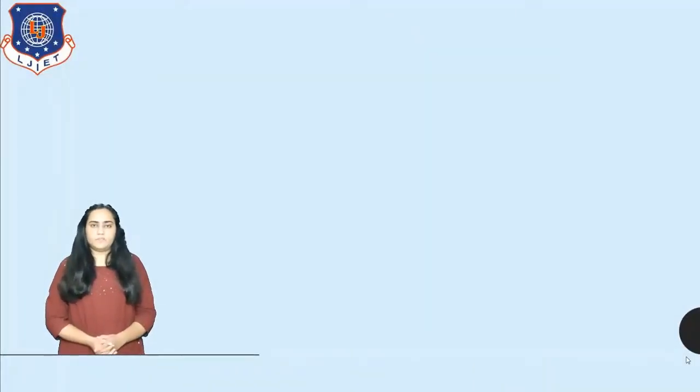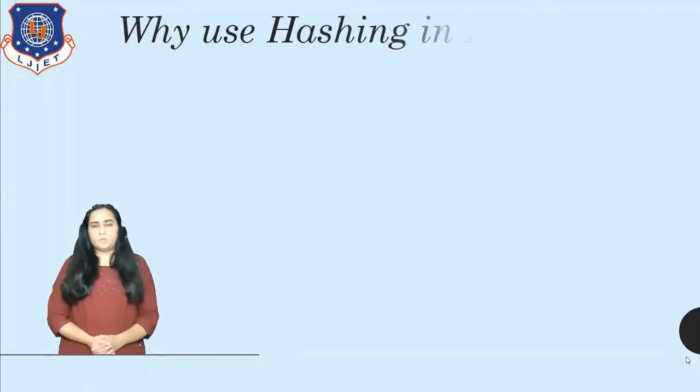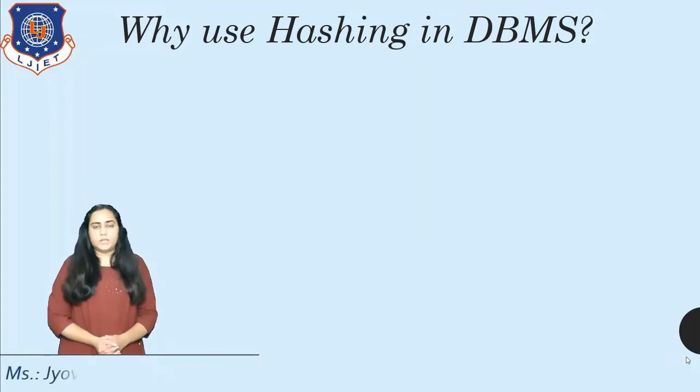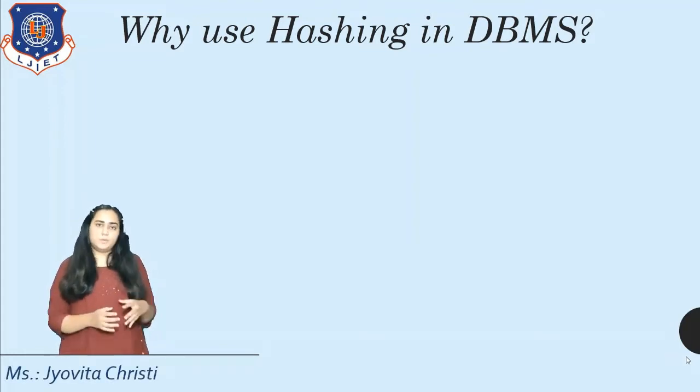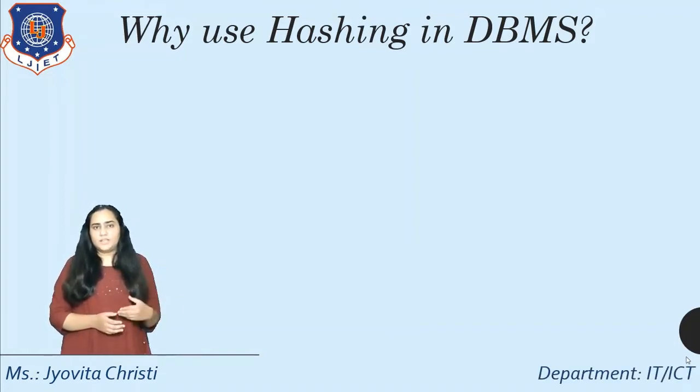Let me begin this video by giving you a reason for using hashing in DBMS. In DBMS, we always have a data structure called indices, and it helps you to find the data that you're looking for within a database. So indices work just like an index in a textbook.